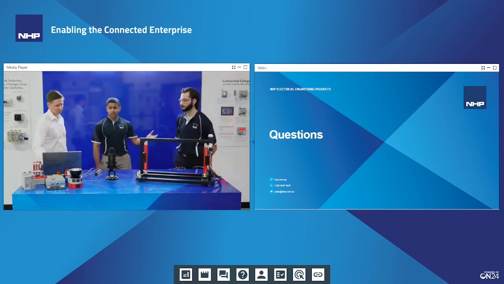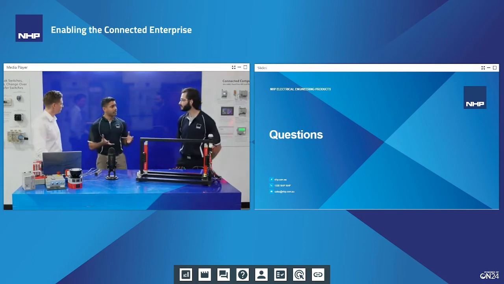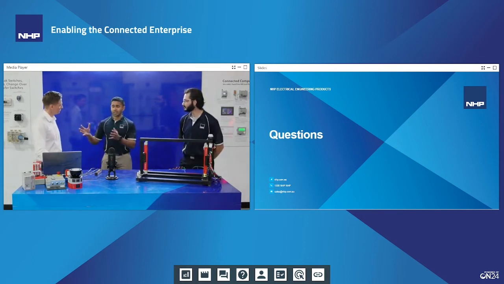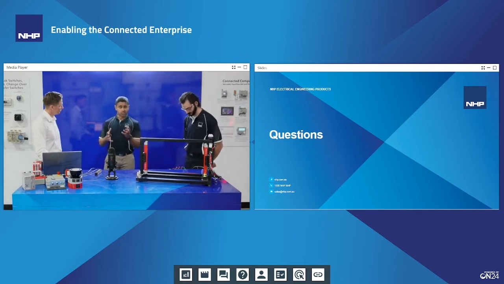To add to what Daniel said, we actually had an application with a crane and a shuttle going between two points. We had two CompactGuardLogix controllers, one at each point and at the shuttle.